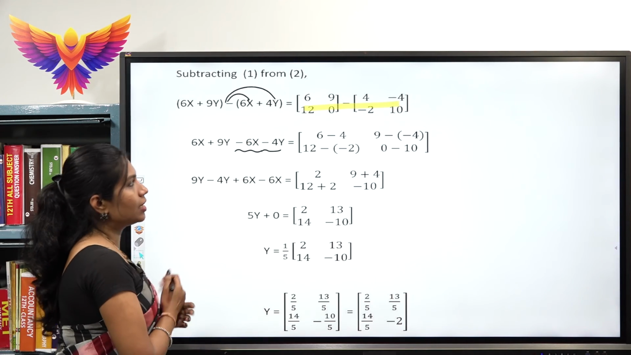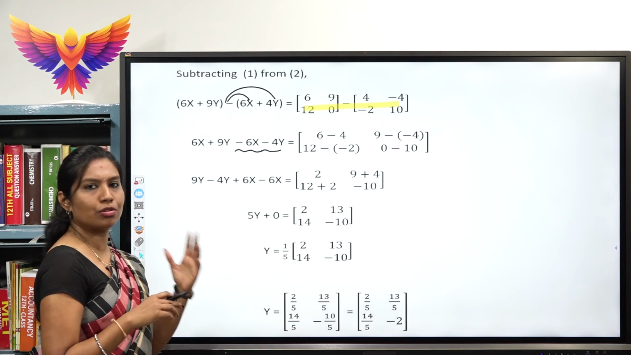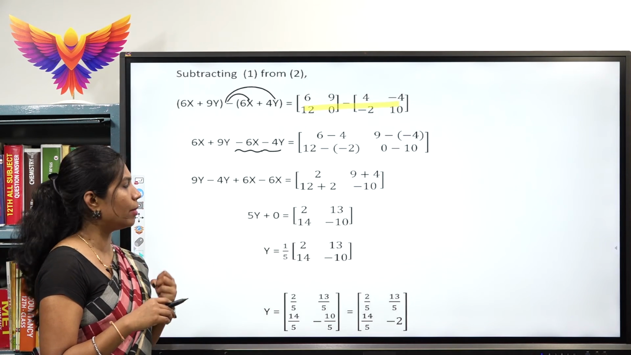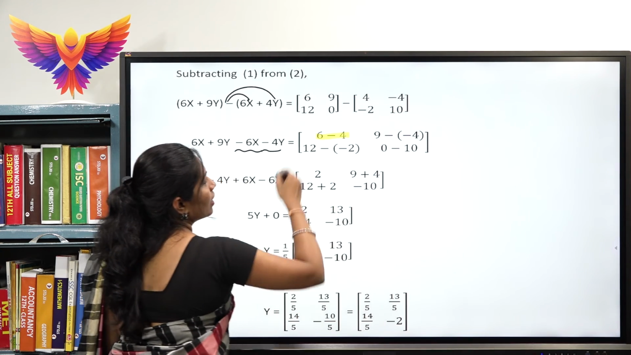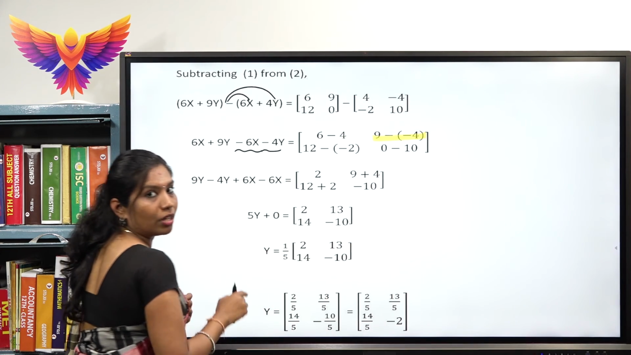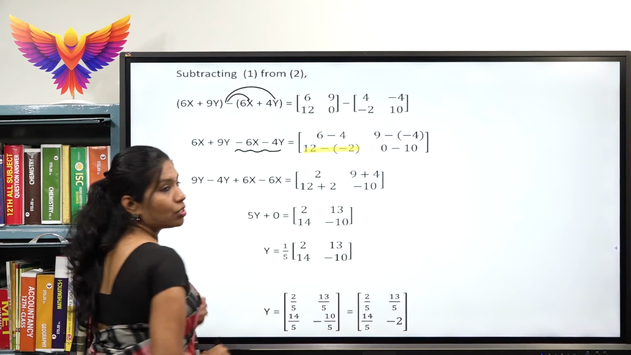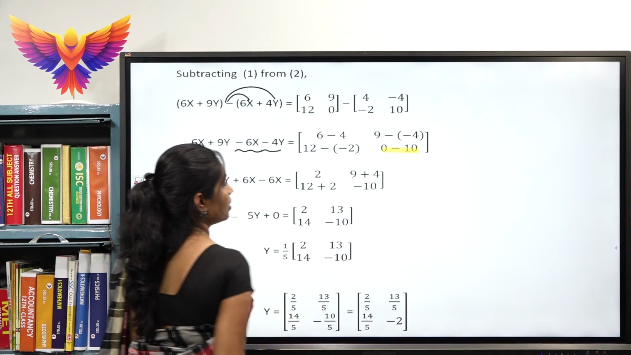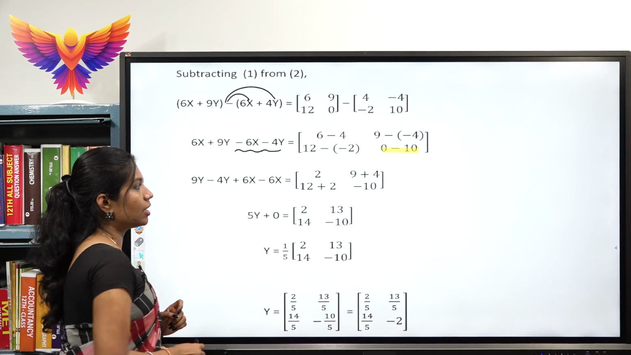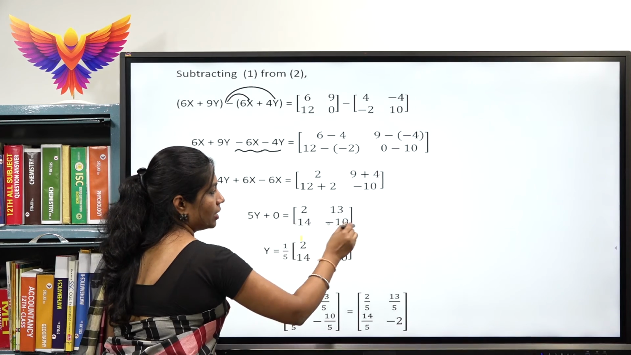The right hand side is a normal subtraction of matrices. Both are 2 cross 2, so I can subtract both the matrices. So when I have to do that, it is 6 minus 4 and 9 minus of minus 4, the second element, 12 minus of minus 2, which is 12 plus 2, then 0 minus 10, which is minus 10. So I have got the right hand side matrix as 2, 13, 14 and minus 10.